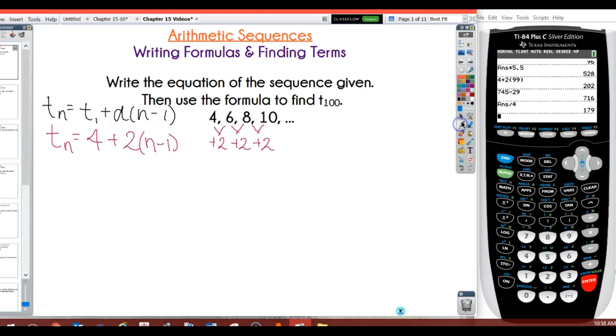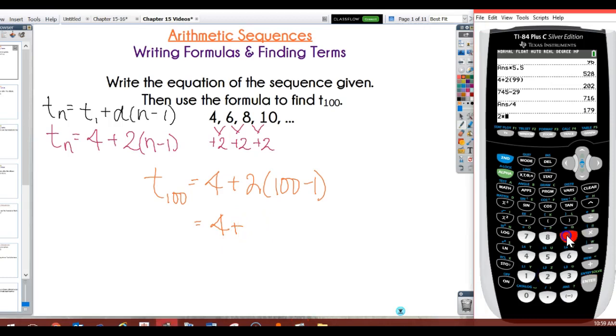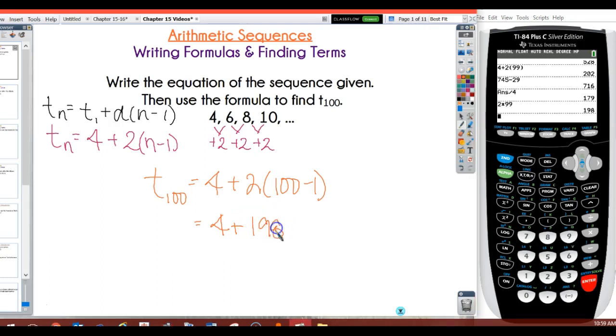Now that I have that equation, I can use it to find my 100th term by simply plugging in 100. That would give me 99, which means that I would add 99 2's to 4 to get out to the 100th term. So we would get 4 plus 2 times 99, which is 4 plus 198. And from here we would end up getting 202 is the 100th term.